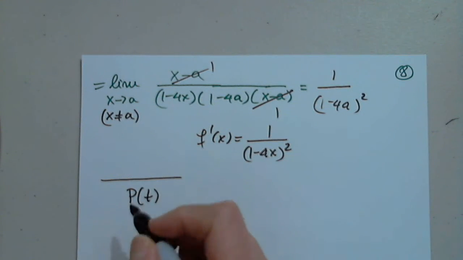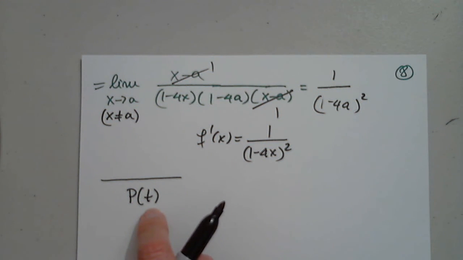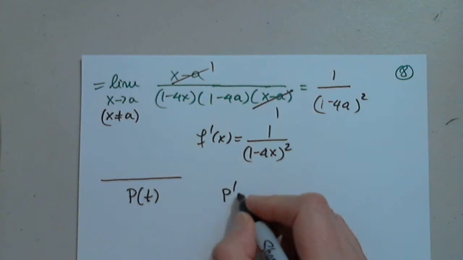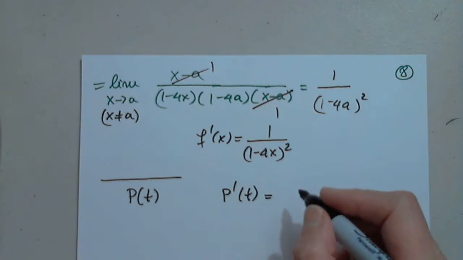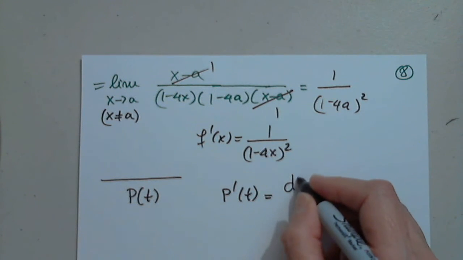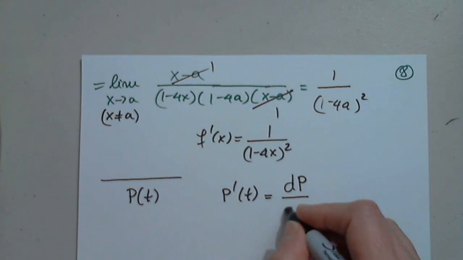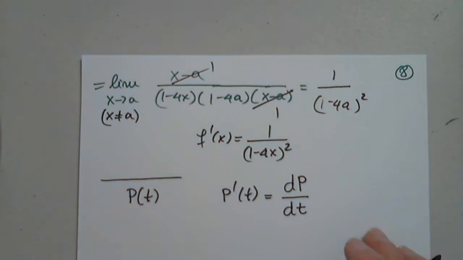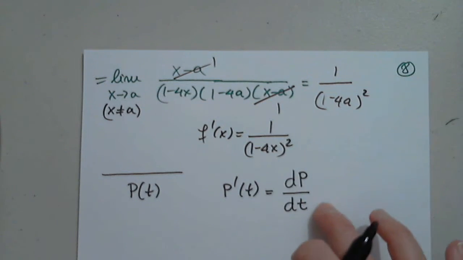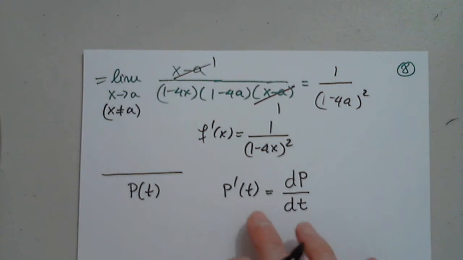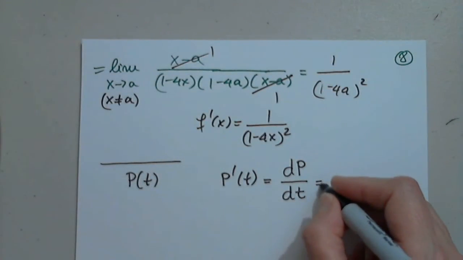The function power of time. When we determine P prime of t, it is the same as determining dP/dt, P differentiated with respect to t. This is called the Leibniz notation. It means the same thing. So what does this represent?